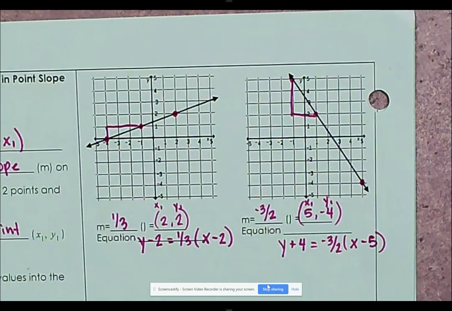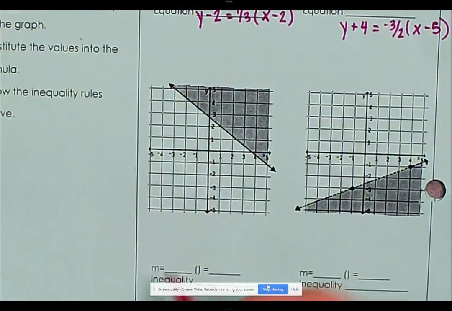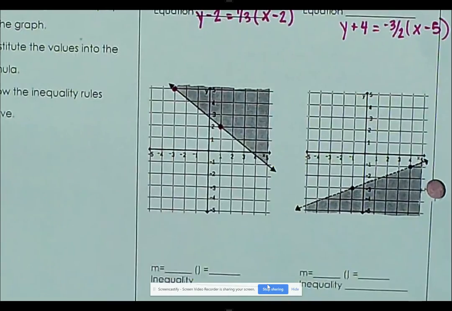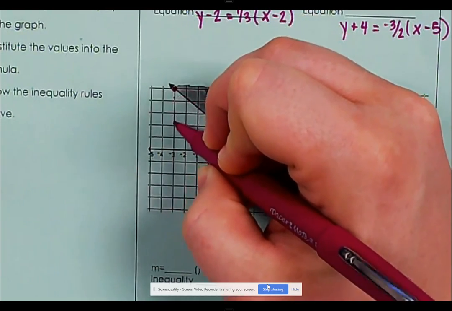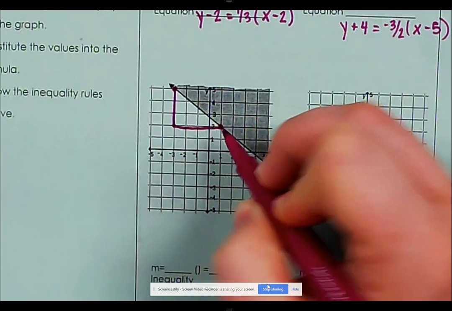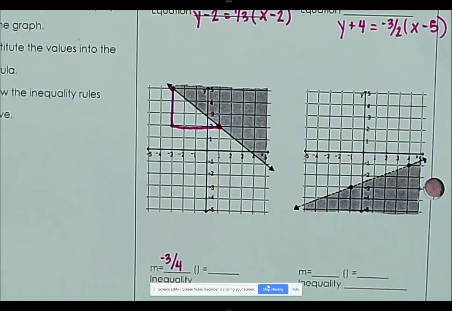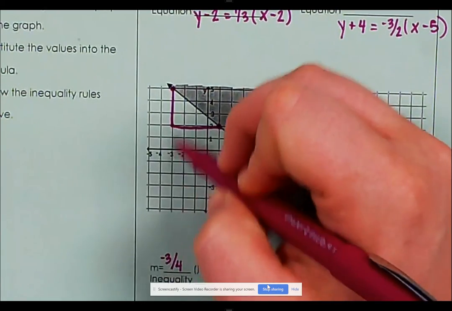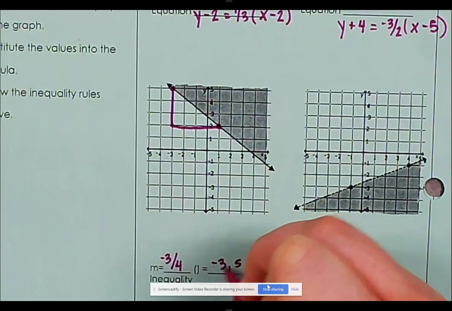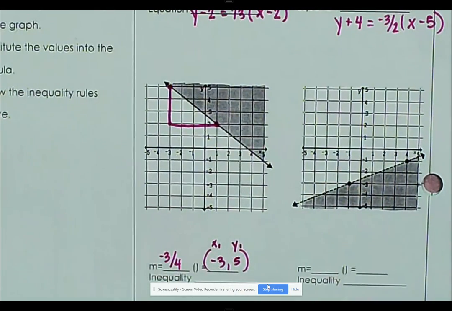Looking down here at our two inequalities, here we have our slope. 1, 2, 3, down 3, 1, 2, 3, 4. Our slope is going to be negative 3 over 4. And then for me to pick a point, let's go ahead and pick that first one that we did, negative 3, 5. Our first one is our x1, our second one is our y1.